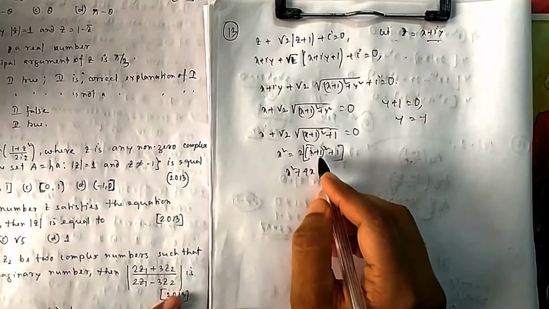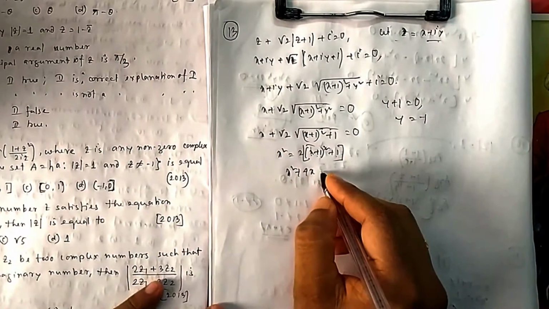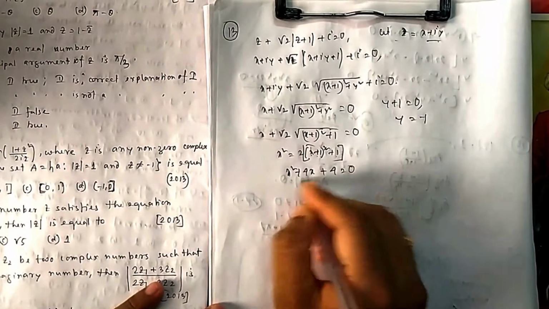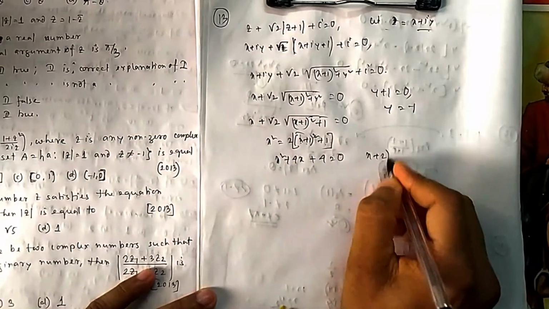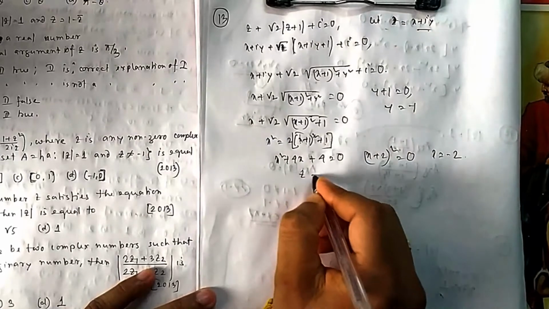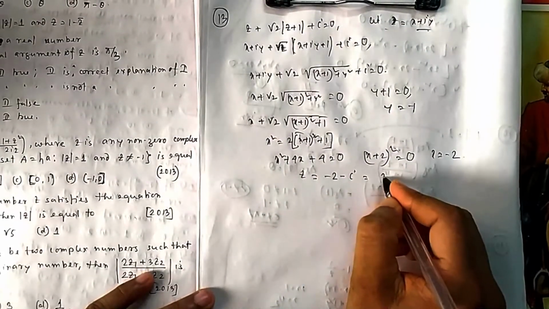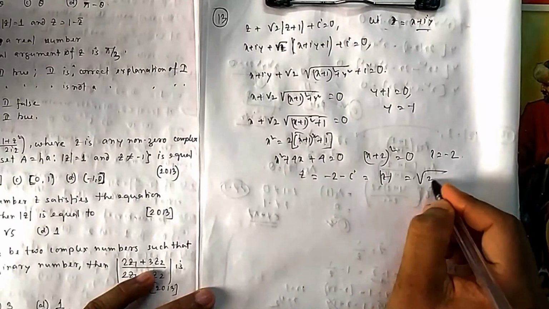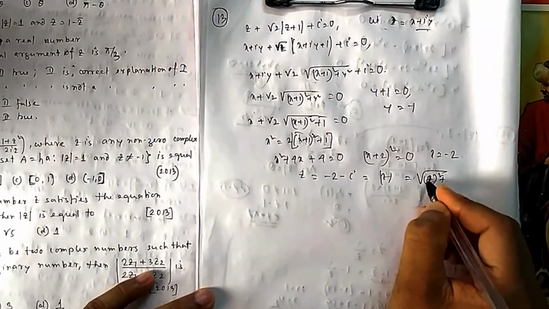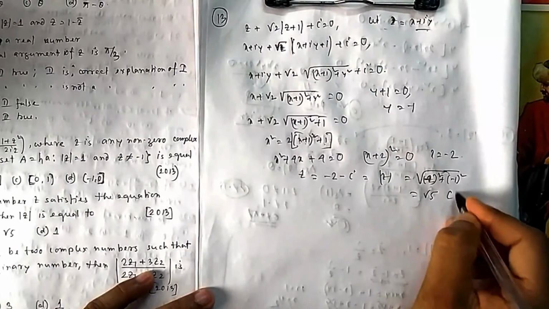Which on simplification will give you 2x square plus 4x plus 1 plus 2. So if you solve it, you will get something of this fashion, which is nothing but x plus 2. If you simplify it, you will get x is equal to minus 2. That means you got z is equal to minus 2 minus I. Now they have asked you to find mod z. So it will be root of 2 square plus minus 1 square, that is root 5. That is your option C.